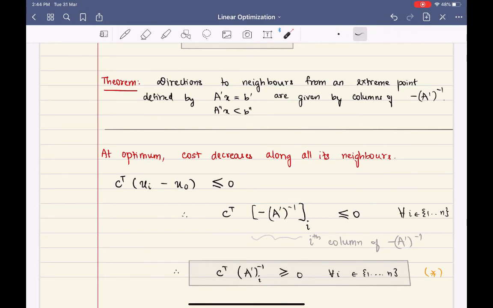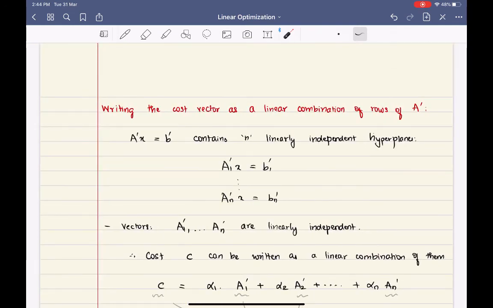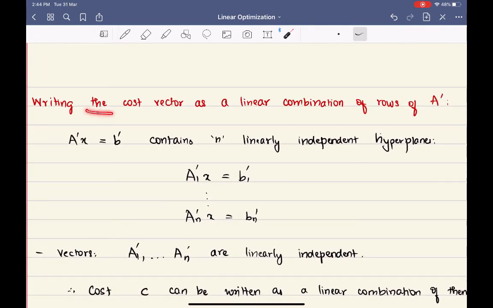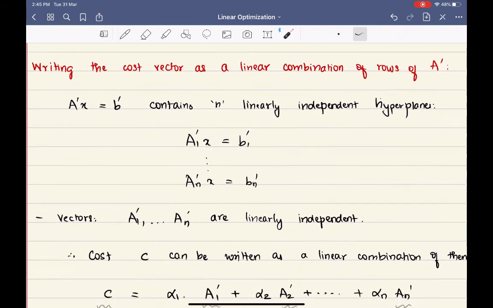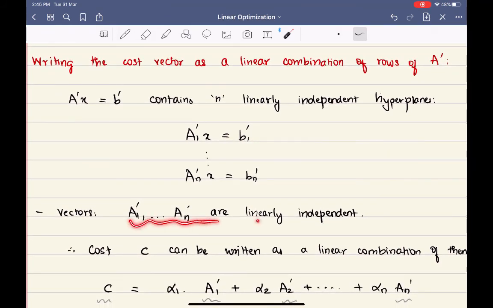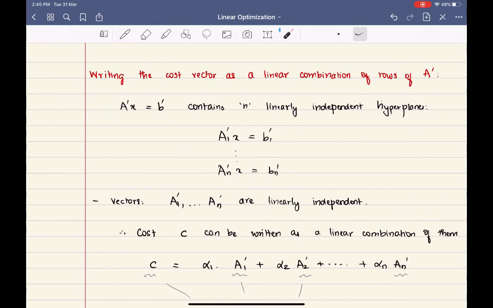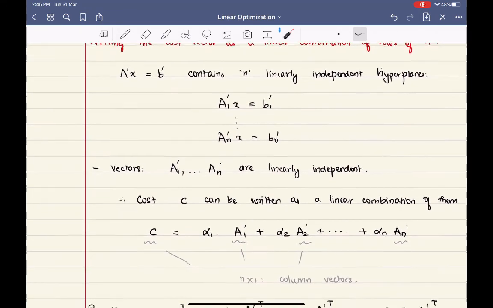So we just have one more step remaining. Let us now try to write the cost vector as a linear combination of rows of A prime. This is what we wanted, right? So here are the rows, which give vectors a1 prime till an prime. These are the coefficients. Now these are the outward normals to each hyperplane. Since they are linearly independent, cost C can be written as a linear combination of them.